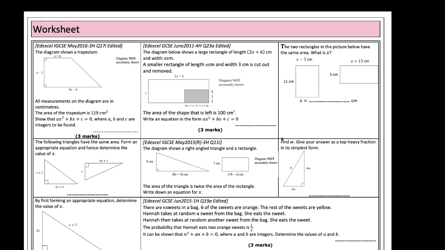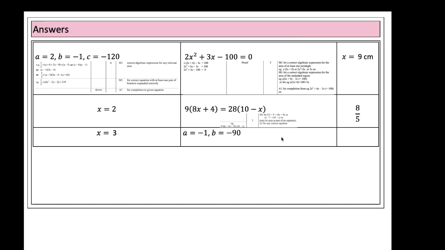Okay, hopefully you've had a go at those. Try and mark those in green for me. Mark those in green. Notice that some of them you didn't have to solve. That first one, the second one, and number 5 as well.